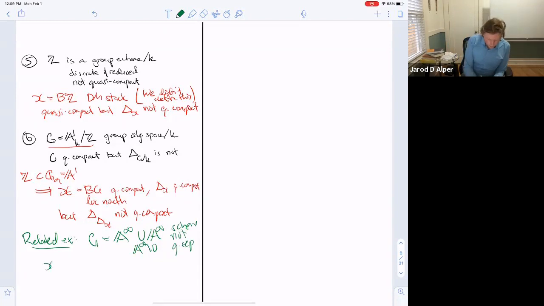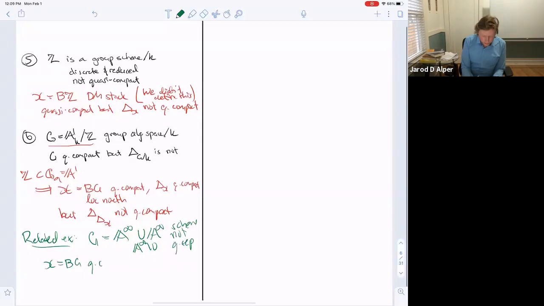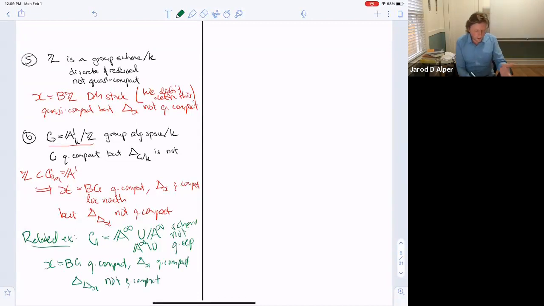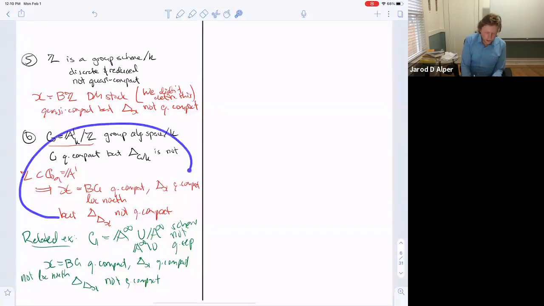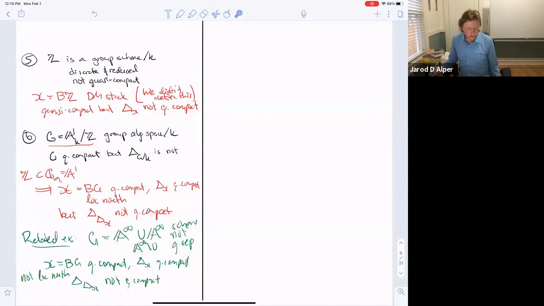And if you form here this BG, again, it's quasi-compact. This diagonal is quasi-compact, but the diagonal of the diagonal is not. It's a very similar example to above. The difference here is that this is not locally Noetherian. And so the previous example was in the Noetherian world, but you had an algebraic space.